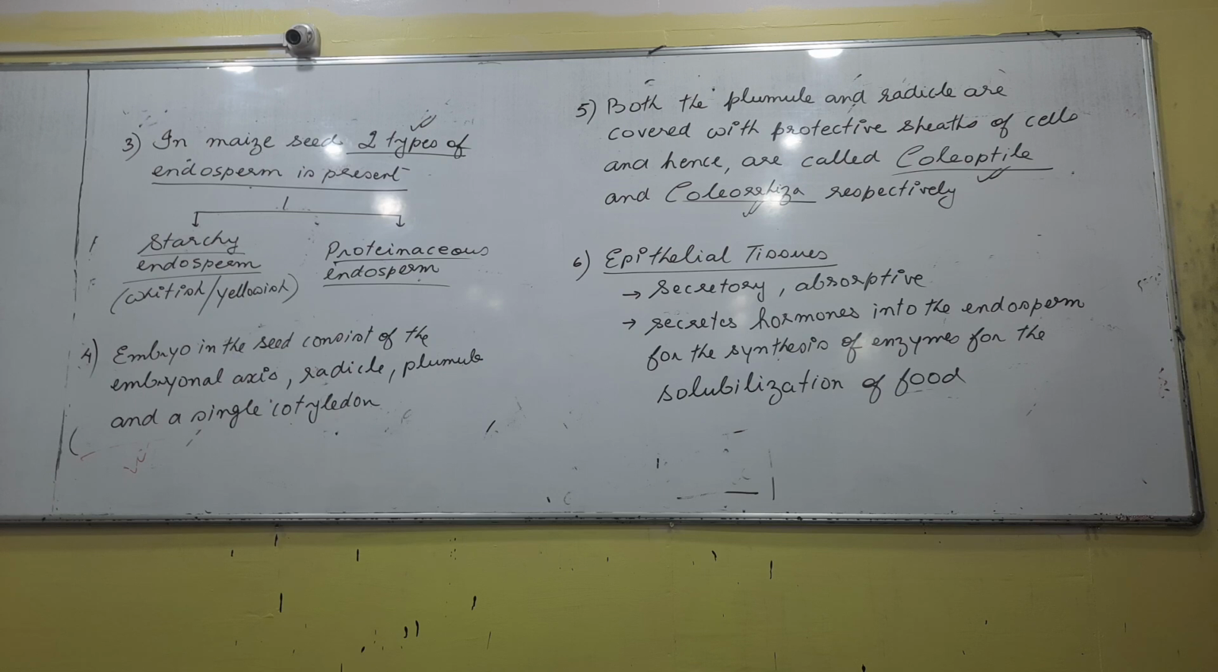What are the points that are important? Terms like coleoptile, coleorhiza, scutellum. Maize seed has how many types of endosperm? Two types of endosperm, starchy and proteinaceous, right? The proteinaceous part, the aleurone layer, is made up of protein. So that is the proteinaceous endosperm.